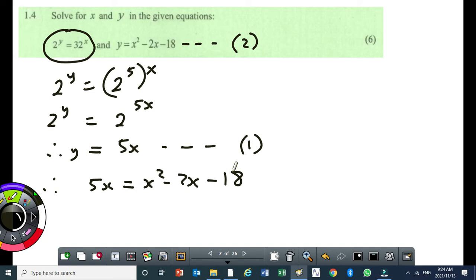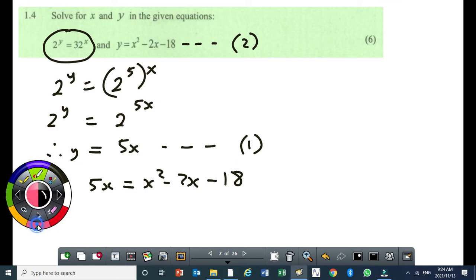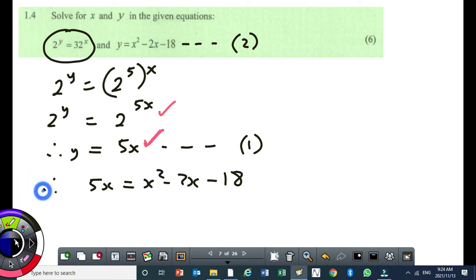So the first mark here will be allocated for that. It's 6 marks. The first mark can be allocated, the second will be here. Okay? Then the third will be for substitution. I've done the substitution, so 3 so far. Then I need to create a quadratic equation, so that will be 0 equal to x squared minus 7x minus 18. So that's another mark, standard form.